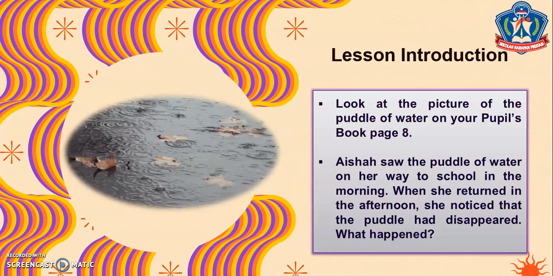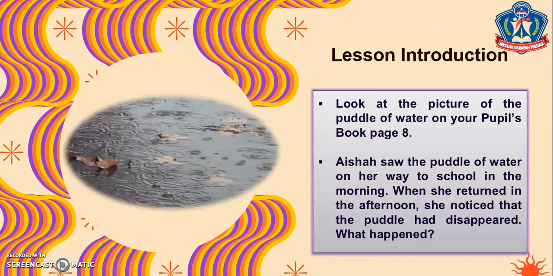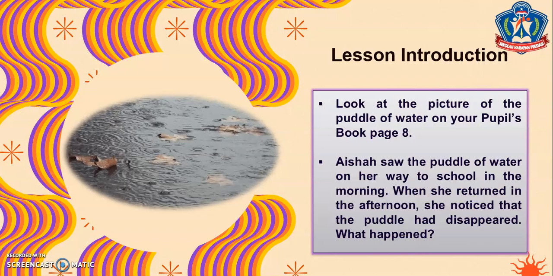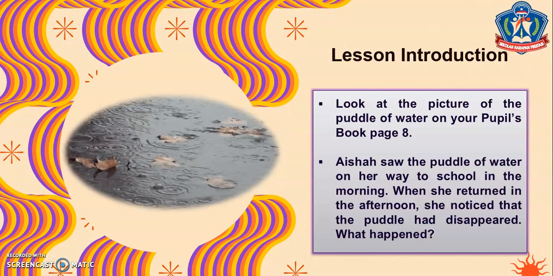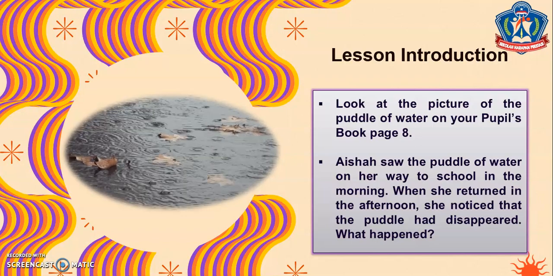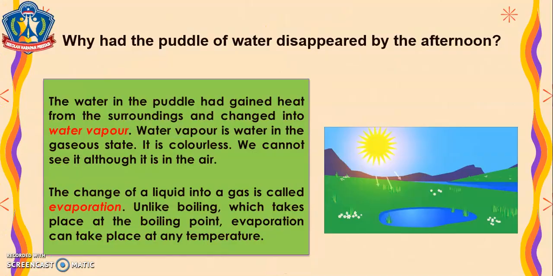To get started, look at the picture of the puddle of water on your pupils book, page 8. Aisha saw the puddle of water on her way to school in the morning. When she returned in the afternoon, she noticed that the puddle had disappeared. What happened? Let's try to find out. Why had the puddle of water disappeared by the afternoon?